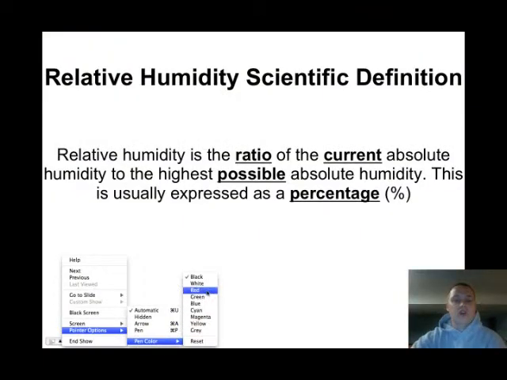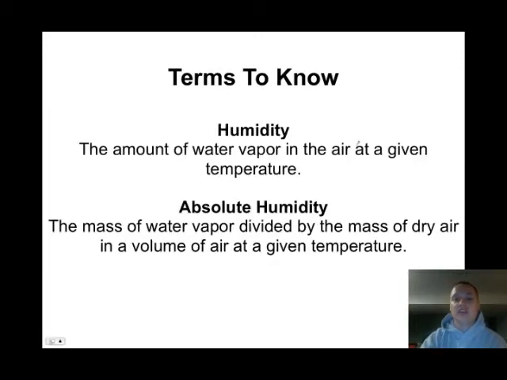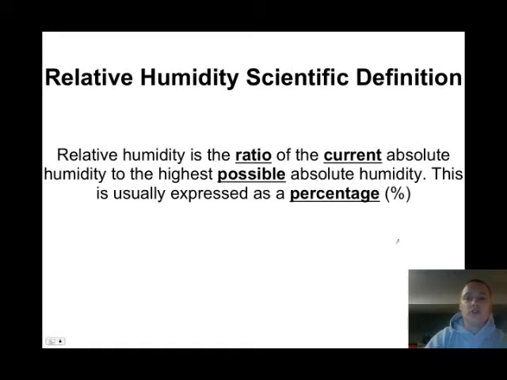Alright, so let's take the weather.com definition for relative humidity. What relative humidity is, it's a ratio. So it's kind of like when you take 1 divided by 2, that's a ratio. And what we're going to do is take the ratio of the current absolute humidity. So if we go back and take a look at what absolute humidity is, it's the mass of water vapor divided by the mass of dry air that's surrounding us. So when you look at those two, we're taking the ratio of the current absolute humidity to the highest possible amount.